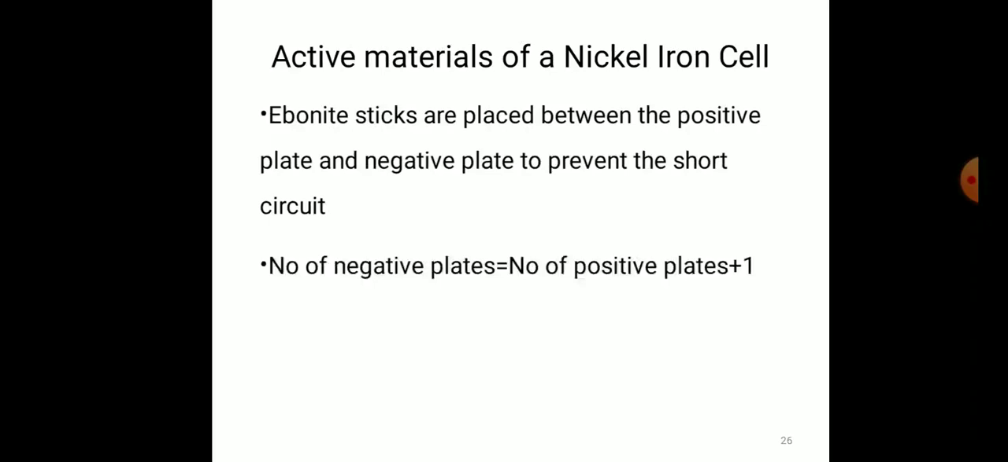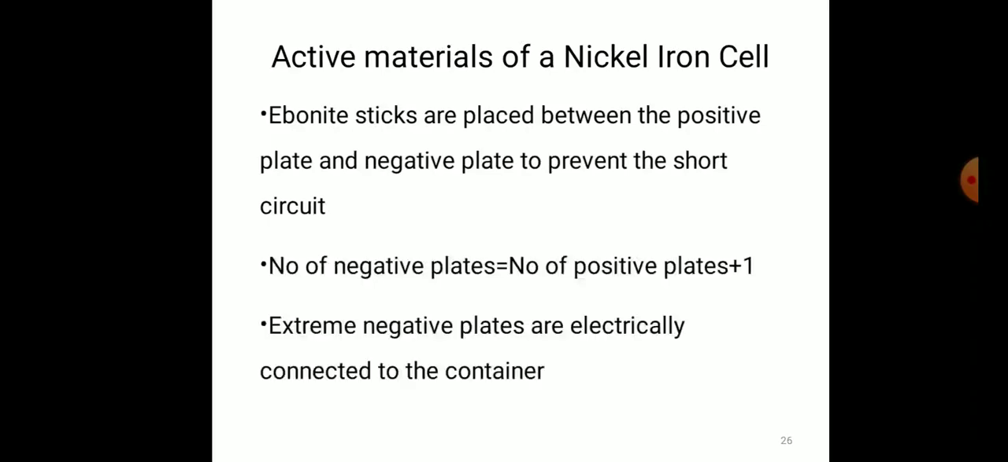In the nickel iron cell, ebonite sticks are placed between the positive plate and the negative plate to prevent short circuit. These two plates are dipped into the electrolyte. In order to avoid a short circuit, we use ebonite sticks placed between the positive plate and the negative plate.